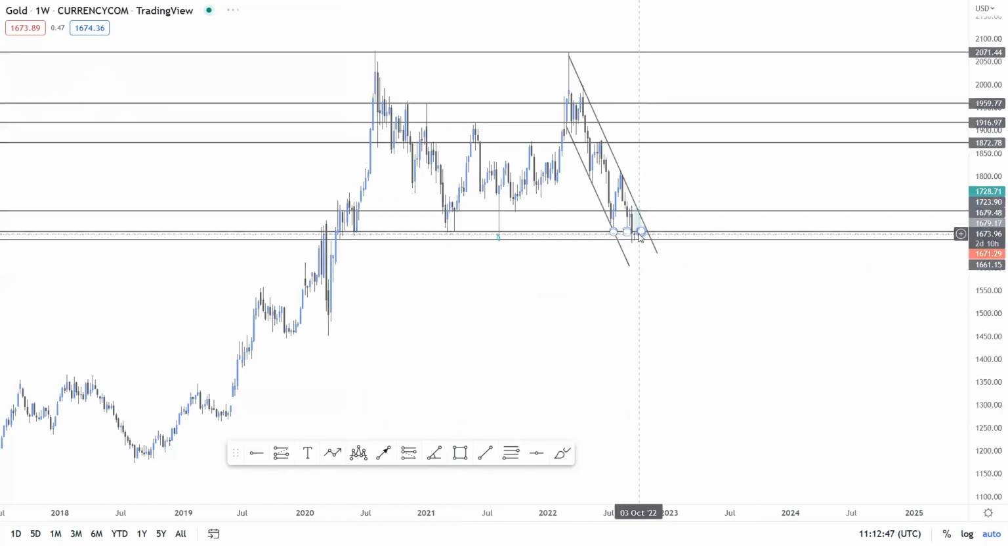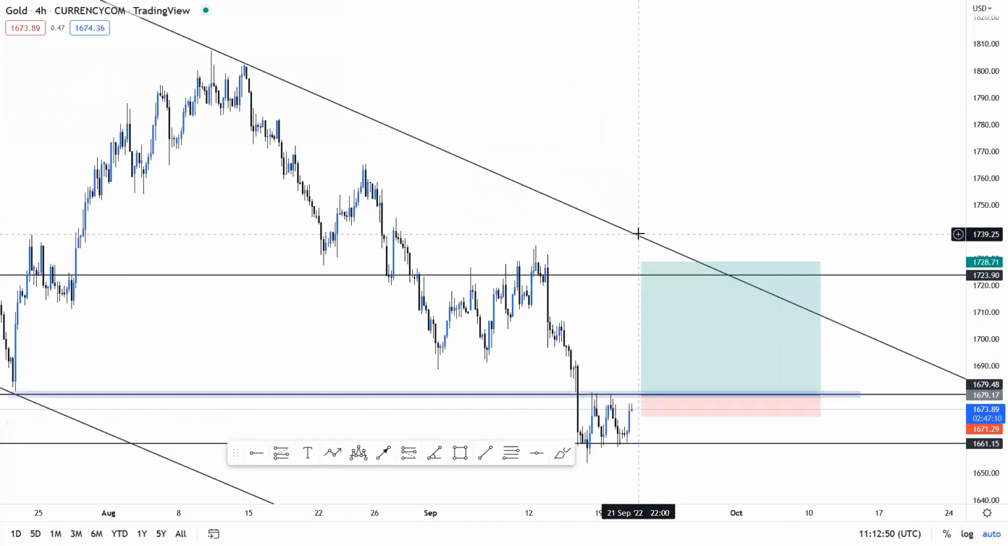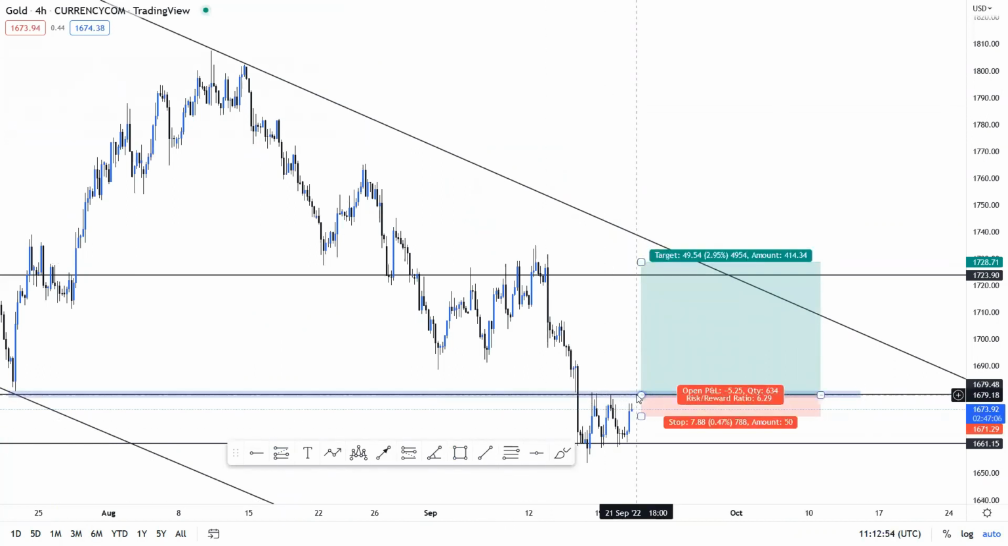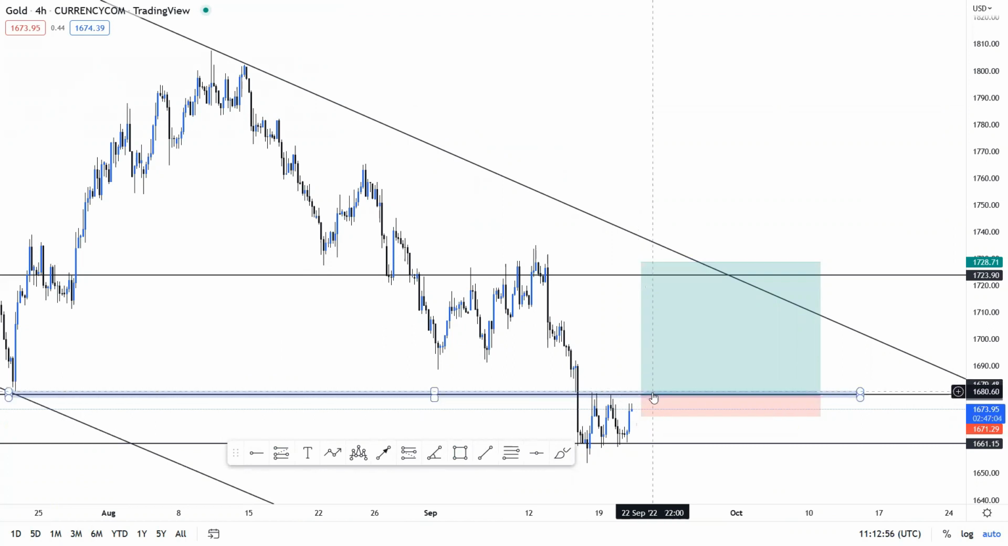Let me go back to H4 so that we can see it very well. Like I told you guys, we're going to enter buys once the market breaks here. Once it breaks here, it will reach us and push further to the topside.